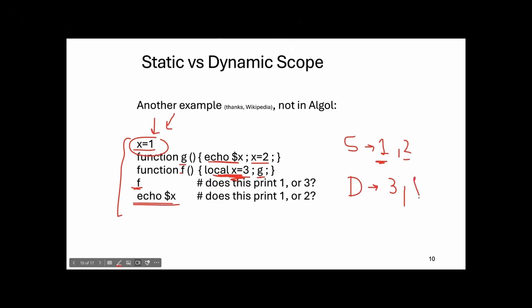So it's going to basically print 3 and then print 1. And that's with dynamic scoping. In dynamic scoping, the G will be seeing the closest X, which is this one. And static scoping is going to always be seeing this X right here. So that's the main difference between dynamic scoping and static scoping.